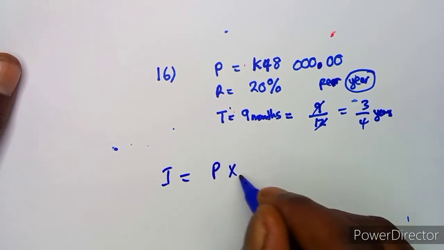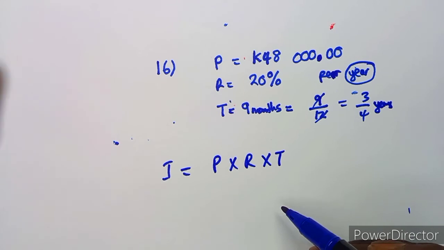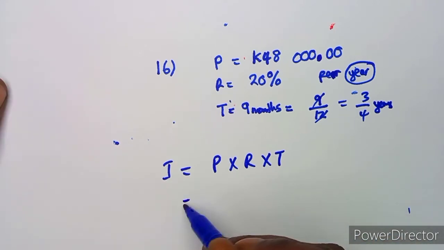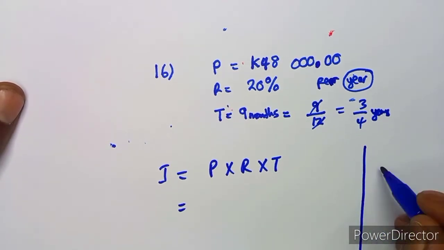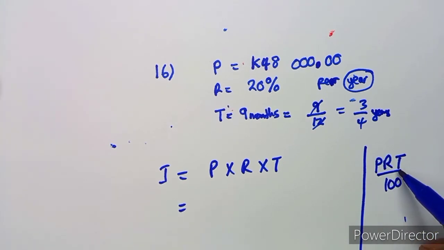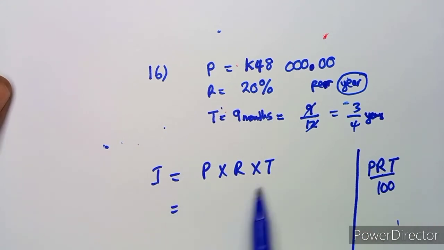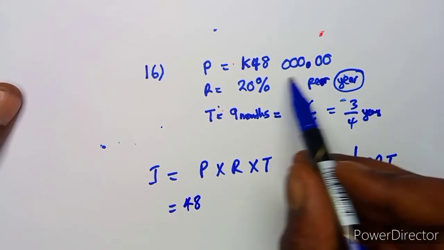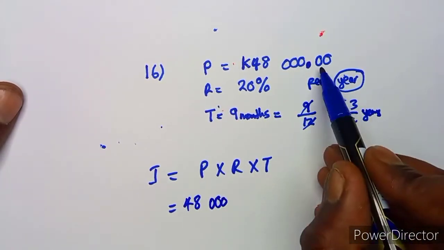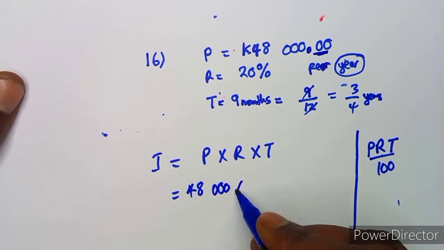Interest is equal to principal times rate times the given time. That's it. Someone can use this formula like PRT over 100. That's it. When you use over 100, then the percentage part you just write as it is. But if you use your formula like this, you're going to write it like this. It's going to be 48,000. That's your principal. Remember, I told you these are just for representing money. Don't write them. Times the rate.